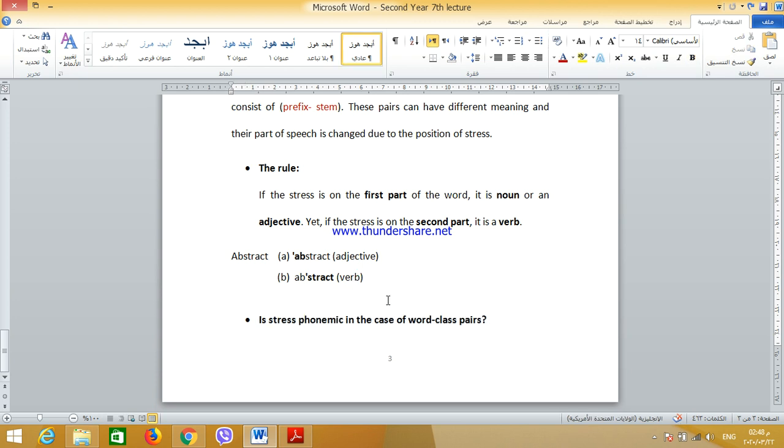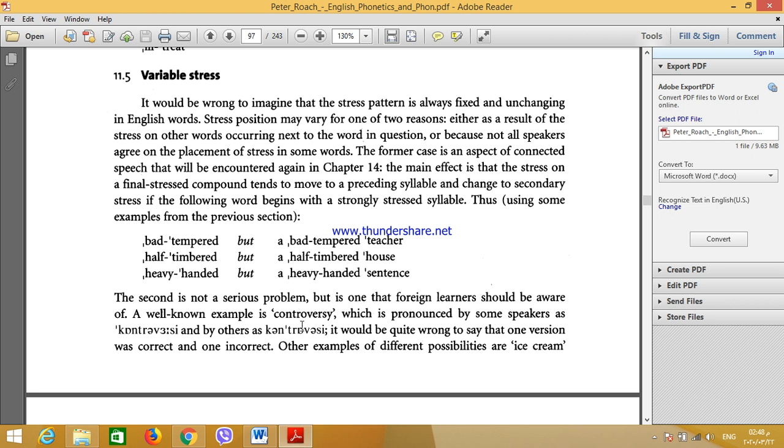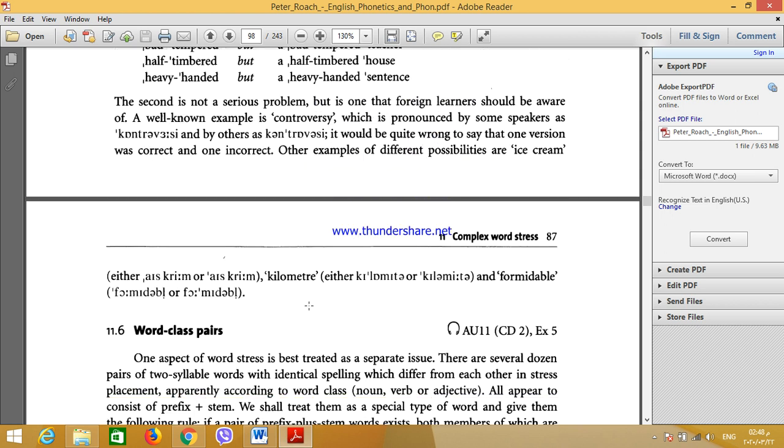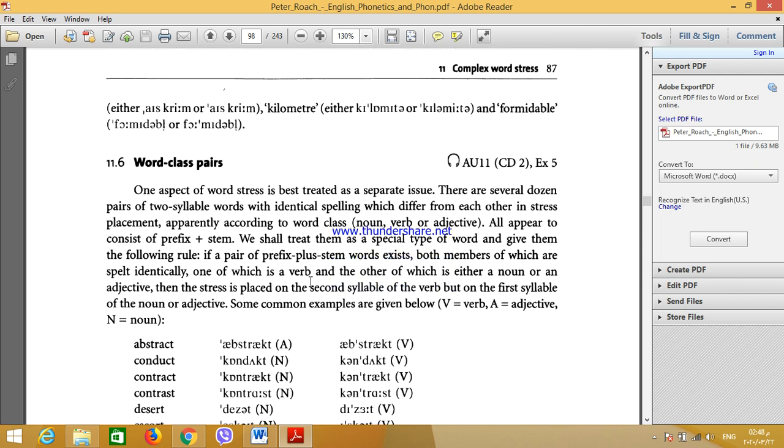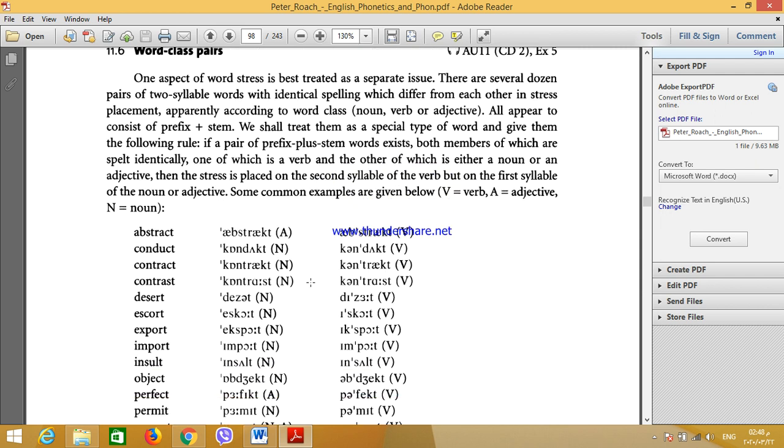Here comes a question actually. Is stress phonemic in this case, or in the case of word claspers? I want my students to think of this question and look for the meaning of phonemic. What do you mean by phonemic? And can stress be phonemic in certain cases? For the list of word claspers, you can refer to page 87.